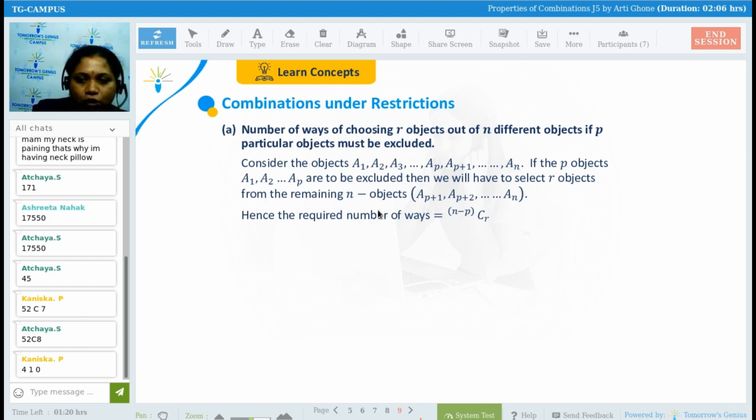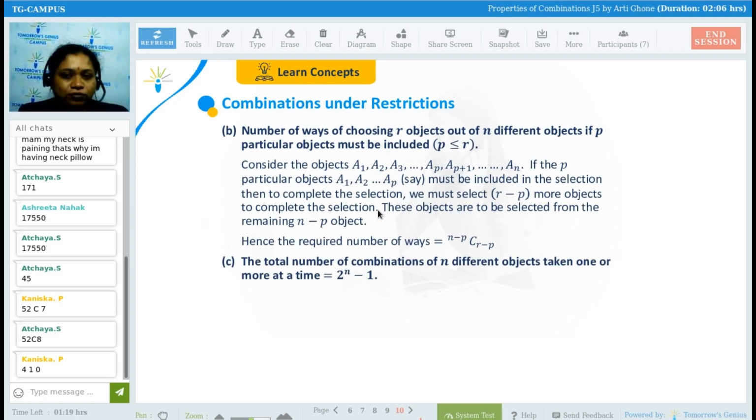Number of ways of choosing r objects out of n different objects, if p particular things must be excluded. If there is a condition that we don't want to take p things, then what will be the formula? n minus p c r. Obviously, if I have the example like I have 50 batches and I don't want to distribute 5 batches, then my 50 is reduced by 5, no? So it is 50 minus 5, that will be the particular n. Clear? Okay. So that is the same thing over here.